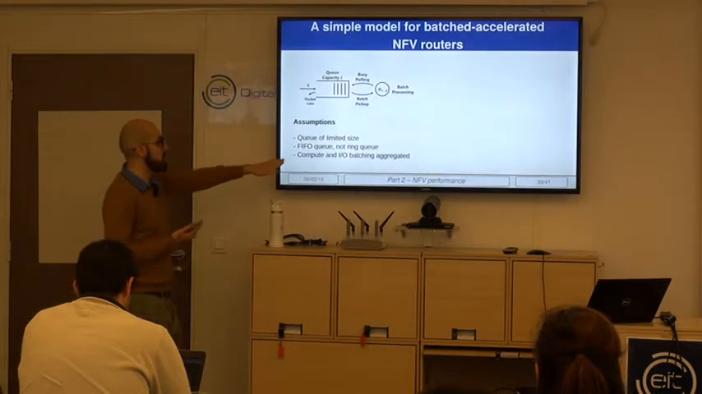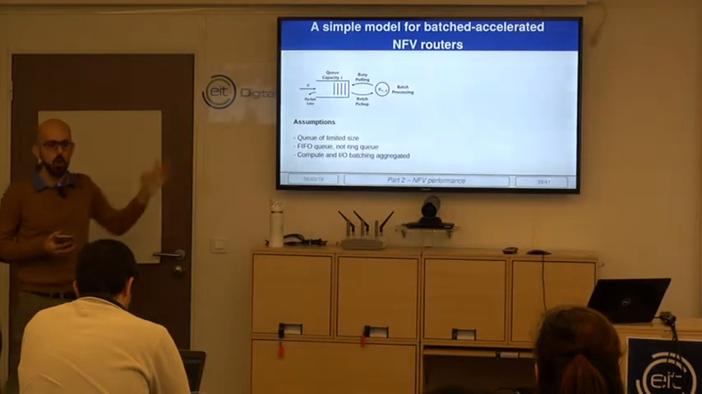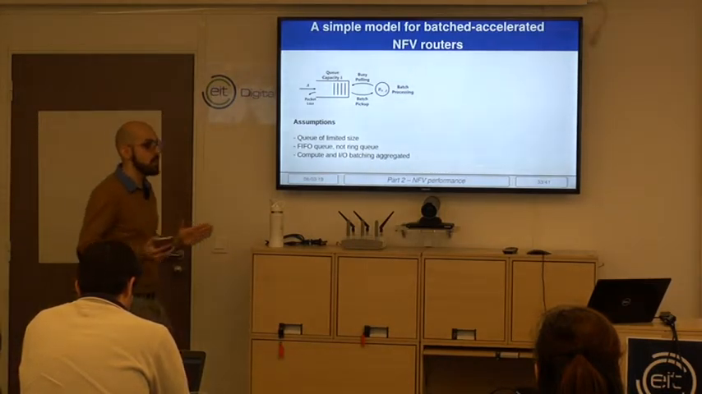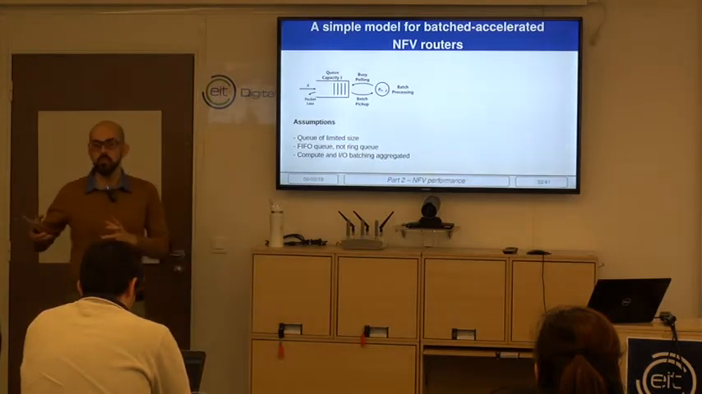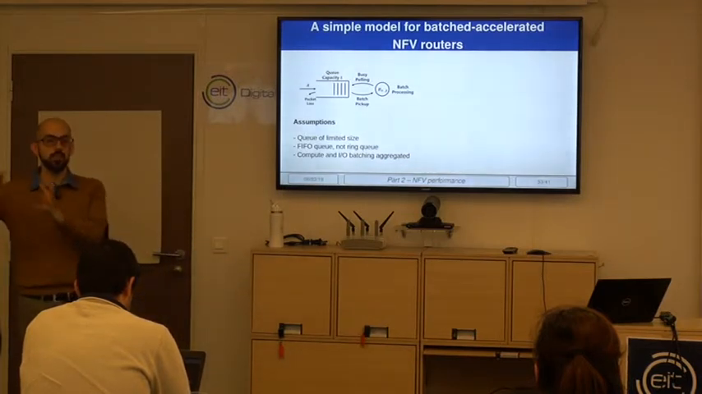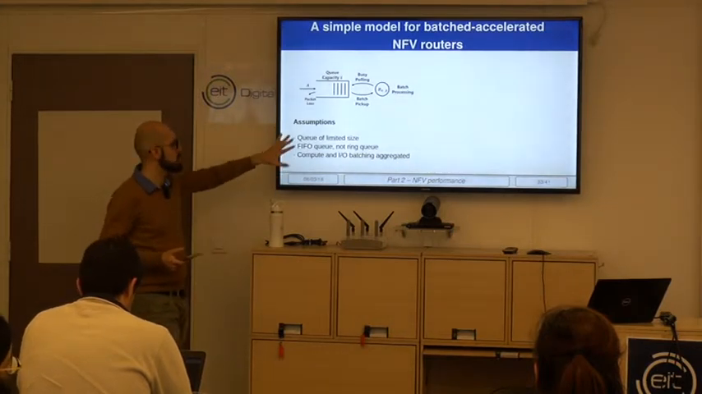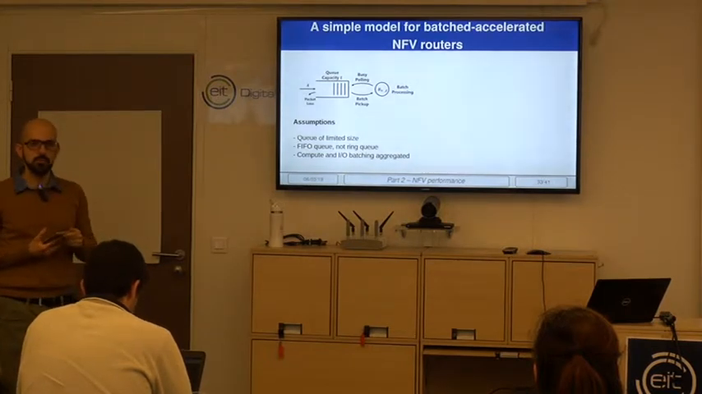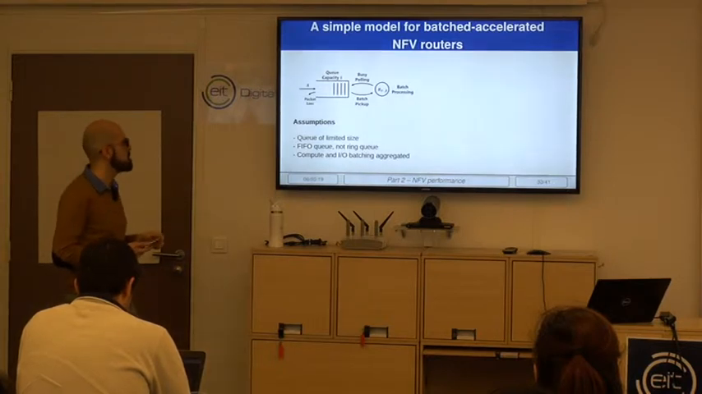Also, we are completely ignoring all the complexity of an NFV router, so we are just considering the batching. In particular, before I showed you that we can have batching at multiple levels: batching at the input, batching during the processing, and batching at the output. But in this case, we just ignore all the complexity, so all the scenarios that we observed in the previous slides can be reduced to this scenario.